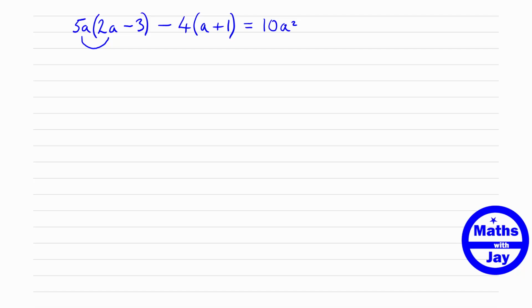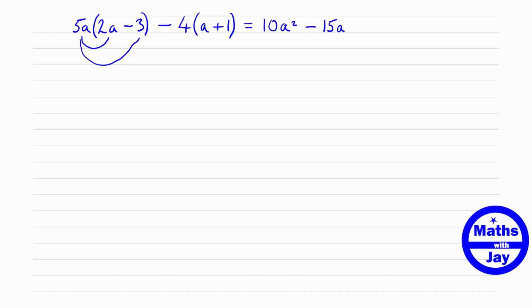Then we're going to multiply the 5a by minus 3. So we're multiplying a positive by a negative. So let's write down the sign first of all. Then we've got the number 3 times 5, so that's 15. And then we've simply got a. So that's multiplying 5a by negative 3. So that's dealt with the first bracket. We multiplied the whole of that bracket by 5a.